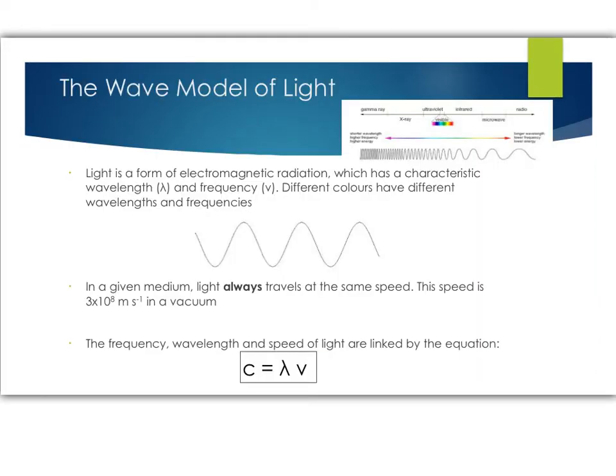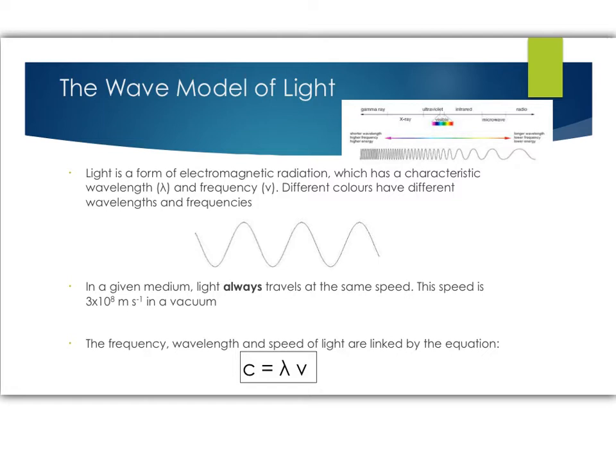So firstly, a little bit of revision. You should know that we can think of light as being made up of waves. We can say that light is a wave. It's a form of electromagnetic radiation, and as you know, it has a characteristic wavelength, and we denote wavelength with the Greek letter lambda, and a characteristic frequency, which we give the Greek letter nu. So here's our electromagnetic spectrum, and you know that visible light comes somewhere in the middle, and it's split up into 7 different colours, and each one of these different colours has a different frequency and a different wavelength.